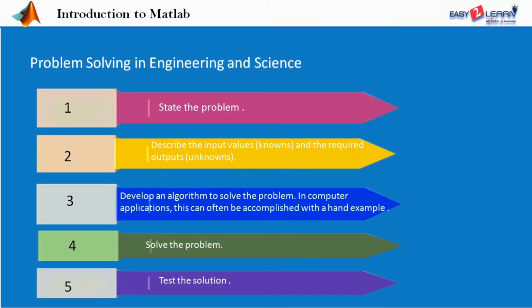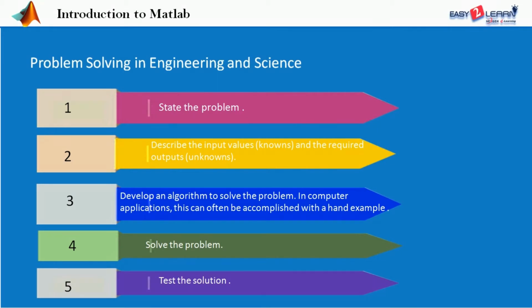Next is how to solve various problems in engineering and science using MATLAB. Different authors may formulate their problem solving schemes differently, but they all have the same basic format. First, we have to state the problem. In this step, drawing a picture is often helpful. If you do not have a clear understanding of the problem, you are not likely to be able to solve it.